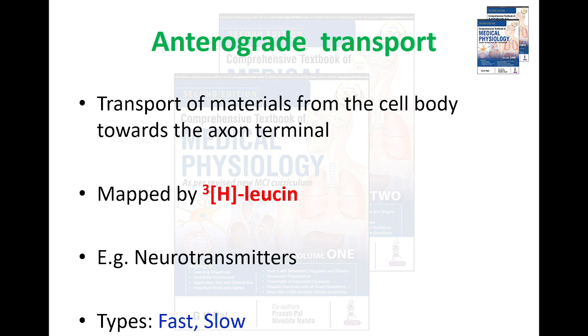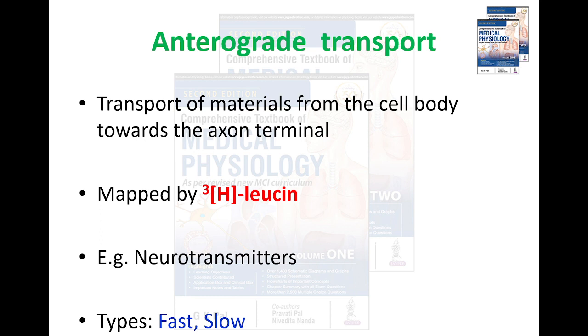Anterograde transport is the transport of materials from the cell body towards the axon terminal. Starting from the cell body, all the solutes are transported towards the axon terminal. That type of transport is called anterograde transport. All the neurotransmitters belong to this category. There are different neurotransmitters, and all of them belong to this type of transport.